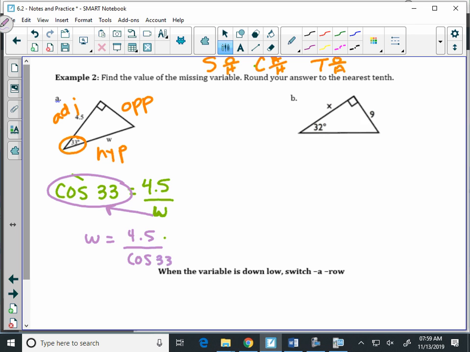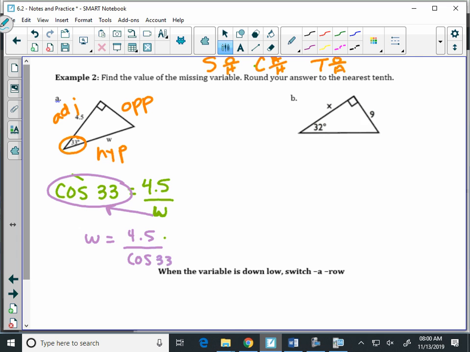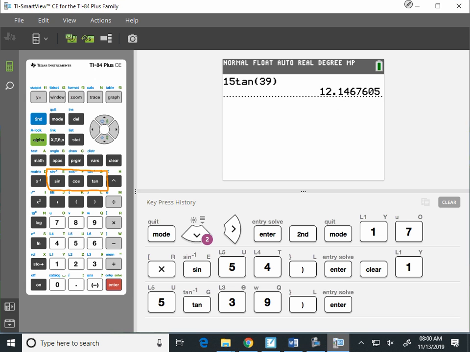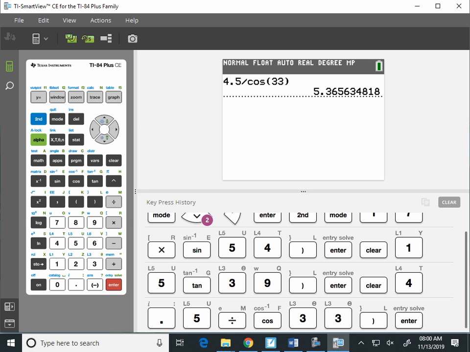So I'll do it in Desmos. To plug it in, you're going to do 4.5 divided by cosine of, what was our angle? 33? And that side is roughly what? 5.4 when we round to the nearest tenth. In your graphing calculator, you would just do 4.5 divided by cosine 33 and hit enter. And you get the same thing, about 5.4.